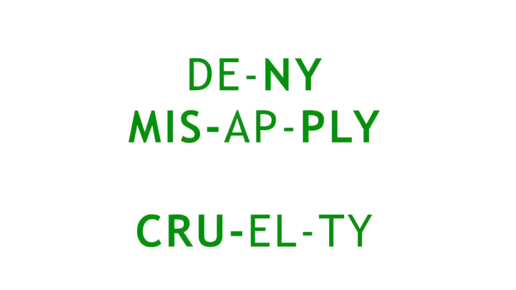At the end of a word, the letter Y will have its normal long I sound when it's accented, but will have the long E sound in its unaccented syllables. Deny, misapply, cruelty. Great! Now we're ready to tackle some more multisyllable words. Get out your paper titled Webster Excerpts.